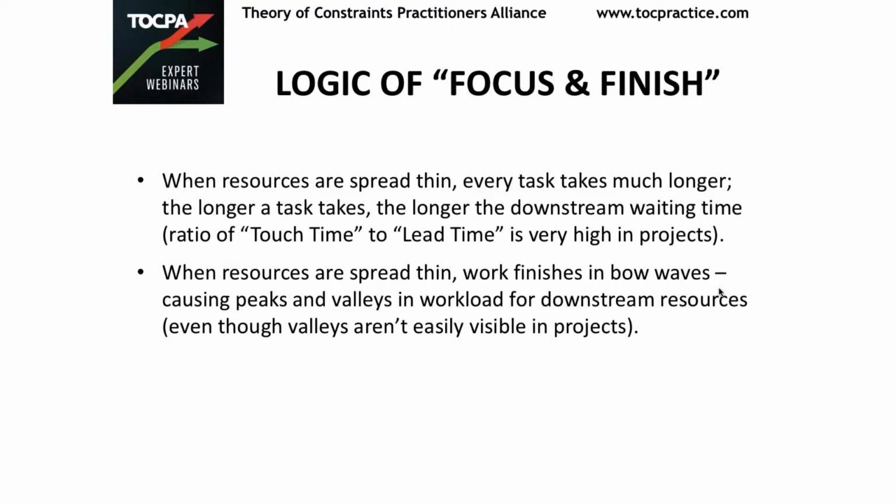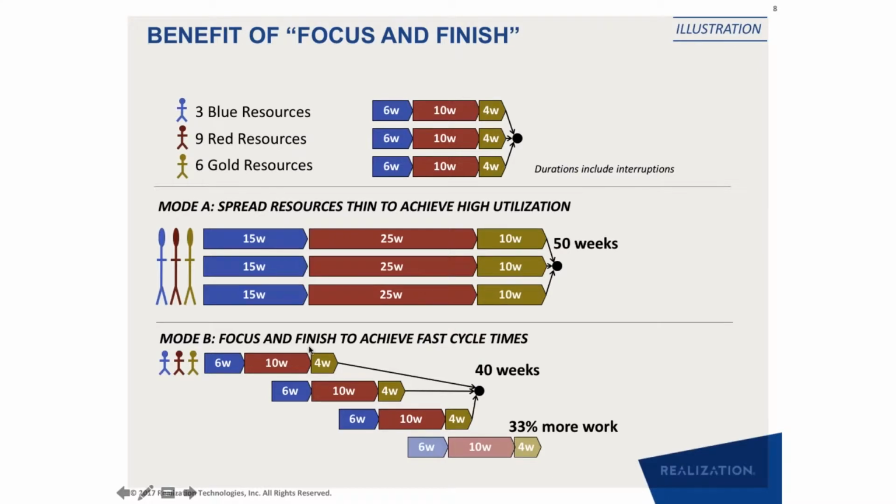So every time you have a task taking longer, it is directly affecting the lead time of the project. Unlike in production, if some task takes longer, it doesn't really affect the total lead time. In projects, it does. And also what happens is when resources are spread thin, in this case, all the blue tasks are finishing at the same time, which means now the red resource is suddenly getting a bow wave of work. And when red tasks finish, then the golden resources get a bow wave of work. Right? So you get these peaks and valleys, which also lead to inefficiencies.